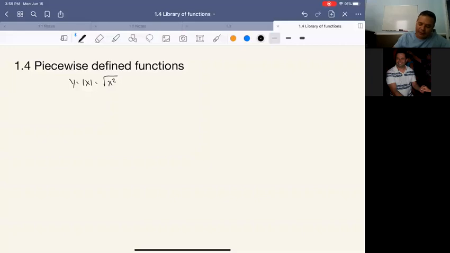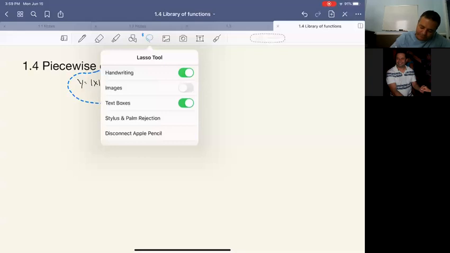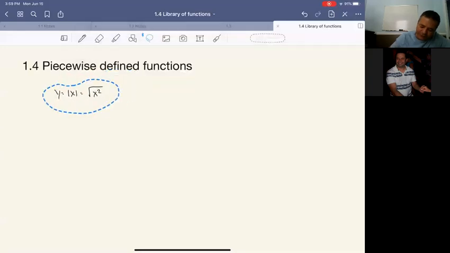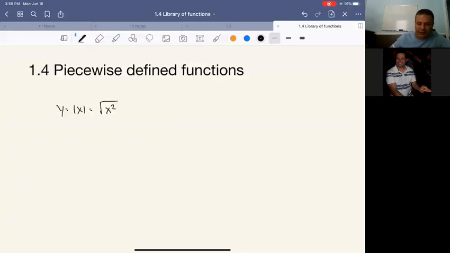But another way to think about this is you can think about this as having two separate definitions. Two separate definitions dependent on where you are on what your x values are. This could be x if x is greater than or equal to 0, and negative x if x is less than 0. Okay, so let's just see how that graph looks like.